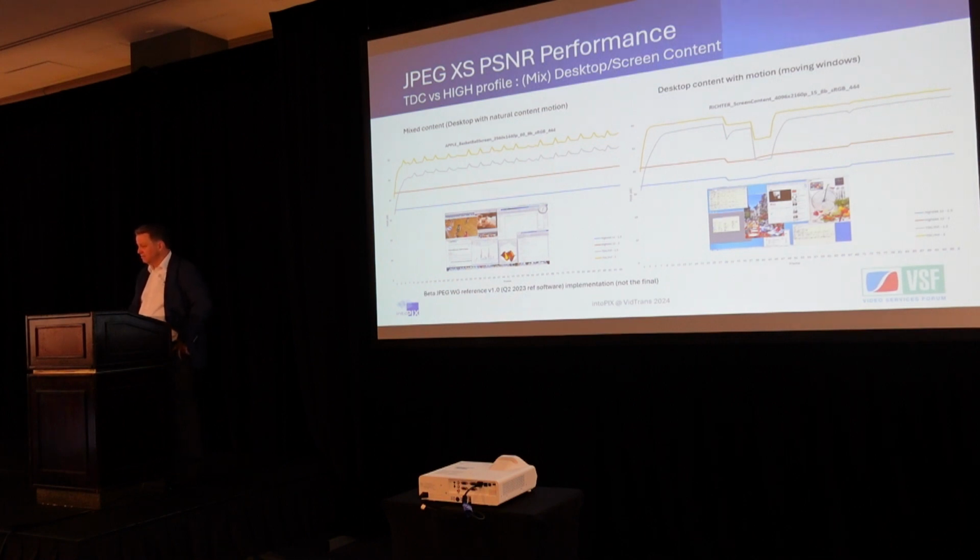And I remember, Andrew mentioned yesterday that when you do move windows, you see the drop. That's what the one on the right is. You see the drop in performance when you move windows around a little bit. But even when you look at that, it's still a 5 dB gain above what the high profile is giving you for that desktop content. So it's still a significant gain even when you're moving some of the windows around and stuff like that.